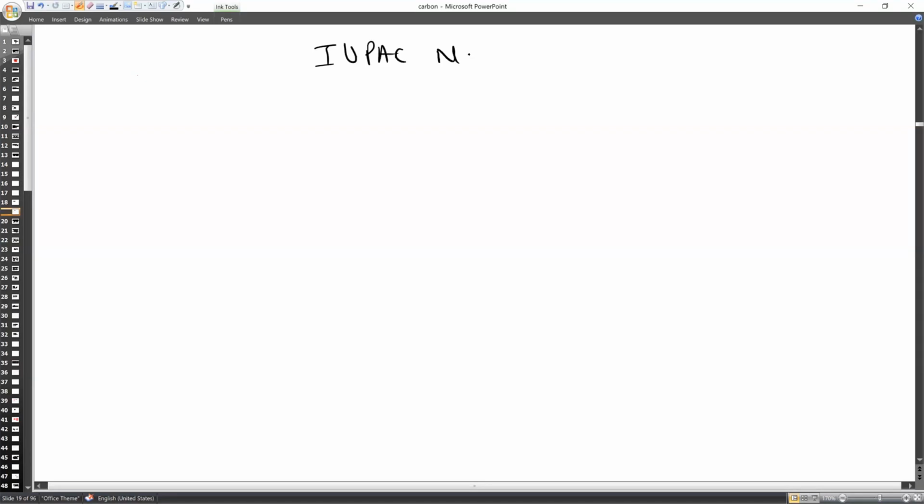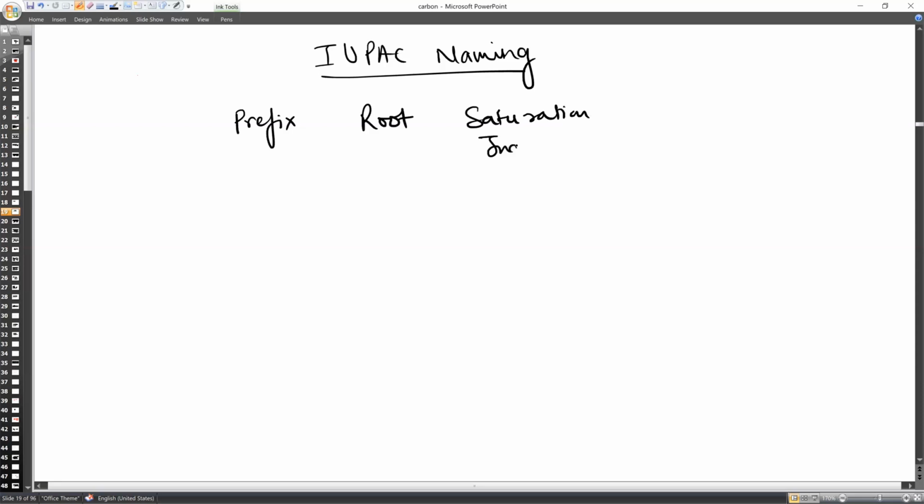IUPAC naming. So what is actually IUPAC naming? In IUPAC naming we write the names of compounds. First of all, in an IUPAC name we have a prefix, then a root, then a saturation indicator, and then finally we have a suffix.